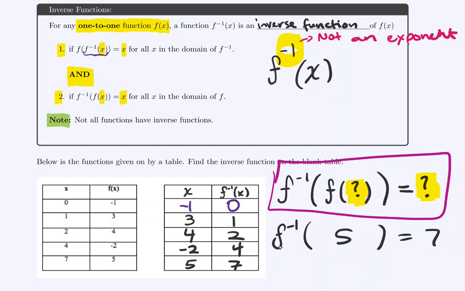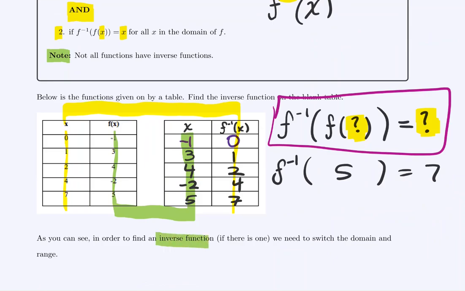So given a table of original function values, you can always form a table of values for the inverse. And what you do is everything that was the input of the original expression becomes the output of the inverse. And everything that was the output of the original expression becomes the input of the inverse. And notice between these, the ordering is matched. So 0 is matched with -1, -1 is matched with 0. 2 is matched with 4, 4 is matched with 2. And this is an important idea, that in order to find an inverse function, if there is one, all you have to do is switch the domain and the range.